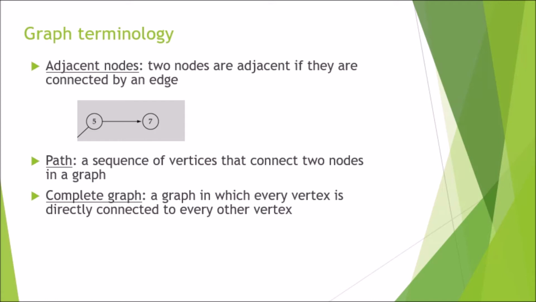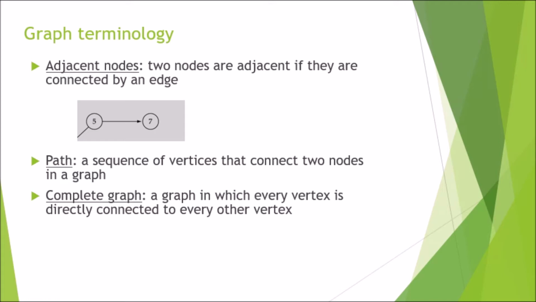Let's move on with some terminologies. Adjacent nodes in a graph are those nodes which are adjacent to each other. But here is a case in this definition. If the edge is a directed edge, then these adjacent nodes will be called incident nodes. Next definition is path. A path is a sequence of vertices that connect two nodes in a graph. A complete graph is a graph in which every vertex is directly connected to every other vertex.